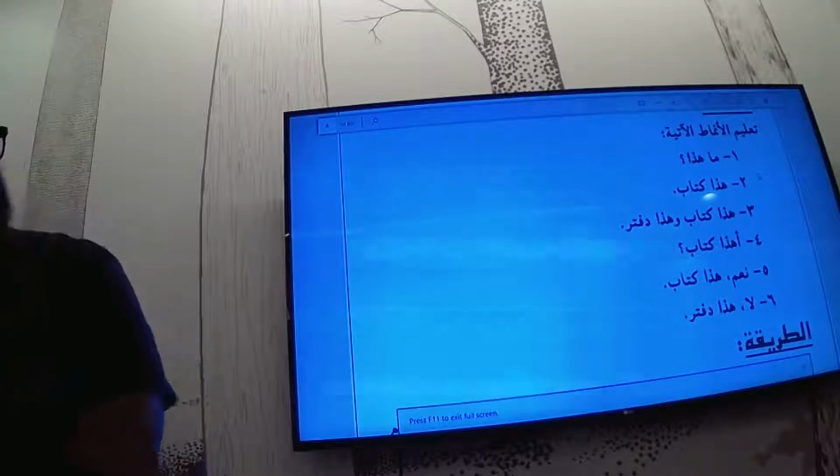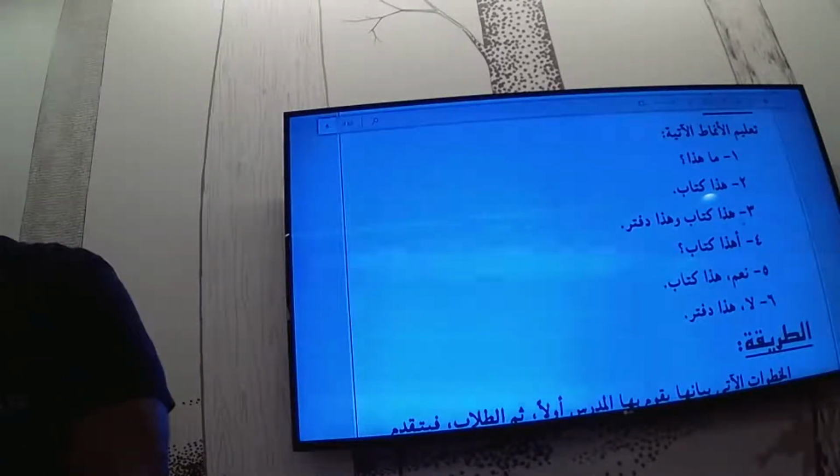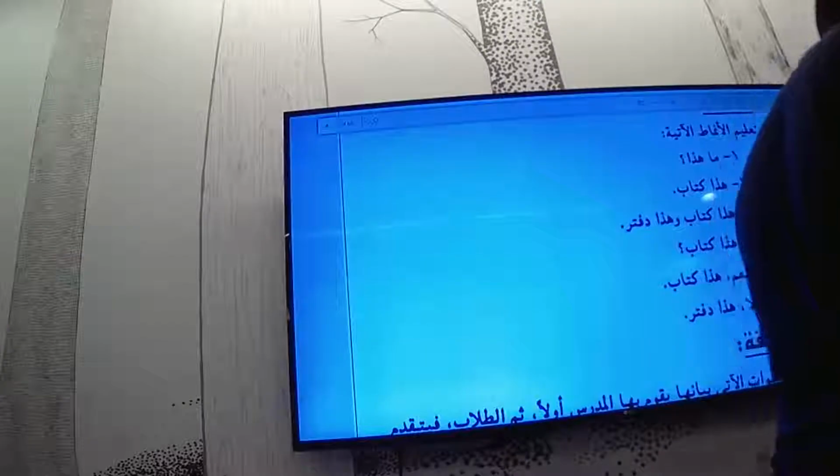We've dealt with Ma Hadha. Everybody see that? We've dealt with Hadha Kitab and Hadha Daftar, right? We dealt with Hadha Kitab and Naam Hadha Kitab or La Hadha Daftar. I need you guys to write down these 6 sentences. Take a picture of these 6 sentences.